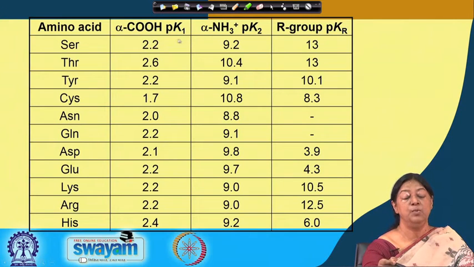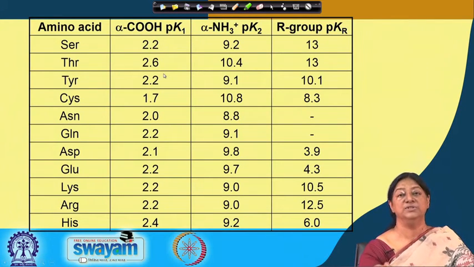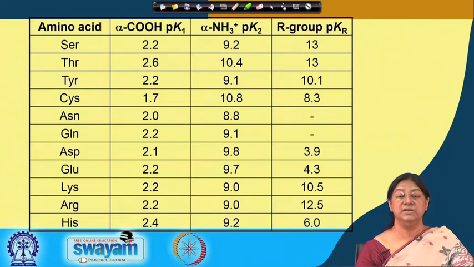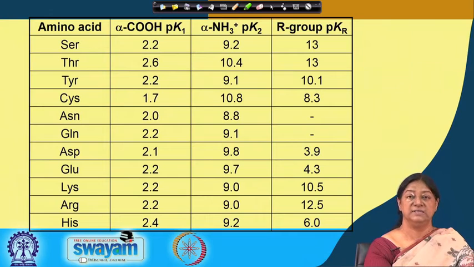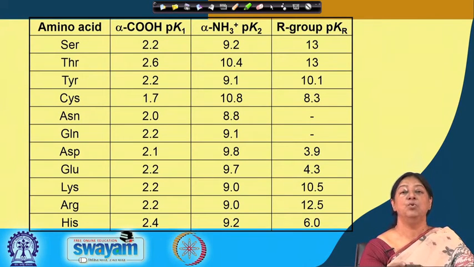So, these pK1, pK2 values are always going to be present, but in addition to that, there are specific ionizable groups that are responsible for additional properties rendered to the amino acids, because they will lose additional protons because of the side chain characteristics. For example, aspartic acid has an additional COOH.